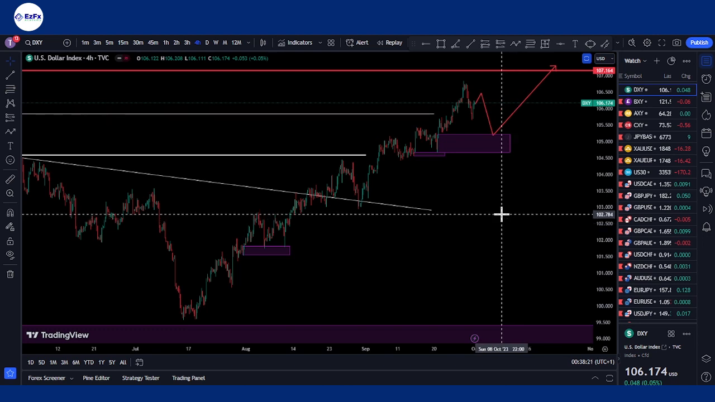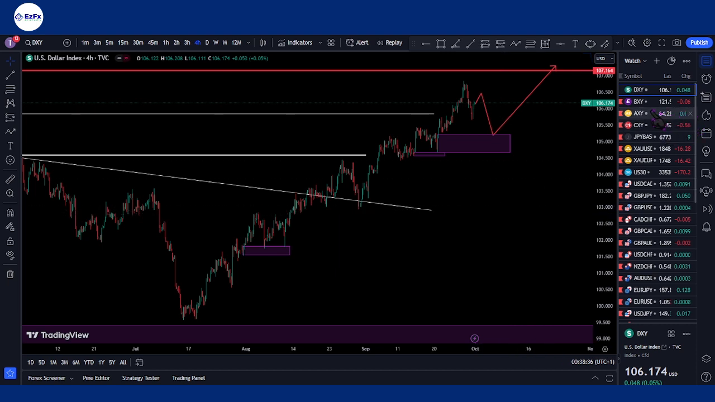Overall, we're expecting DXY to still be bullish. But during the course of this week, probably for the first few days, Monday, Tuesday, Wednesday, probably even into the early hours of Thursday, we might just get to see that sell-off happen on DXY, before we do get to see some strength to continue on DXY.